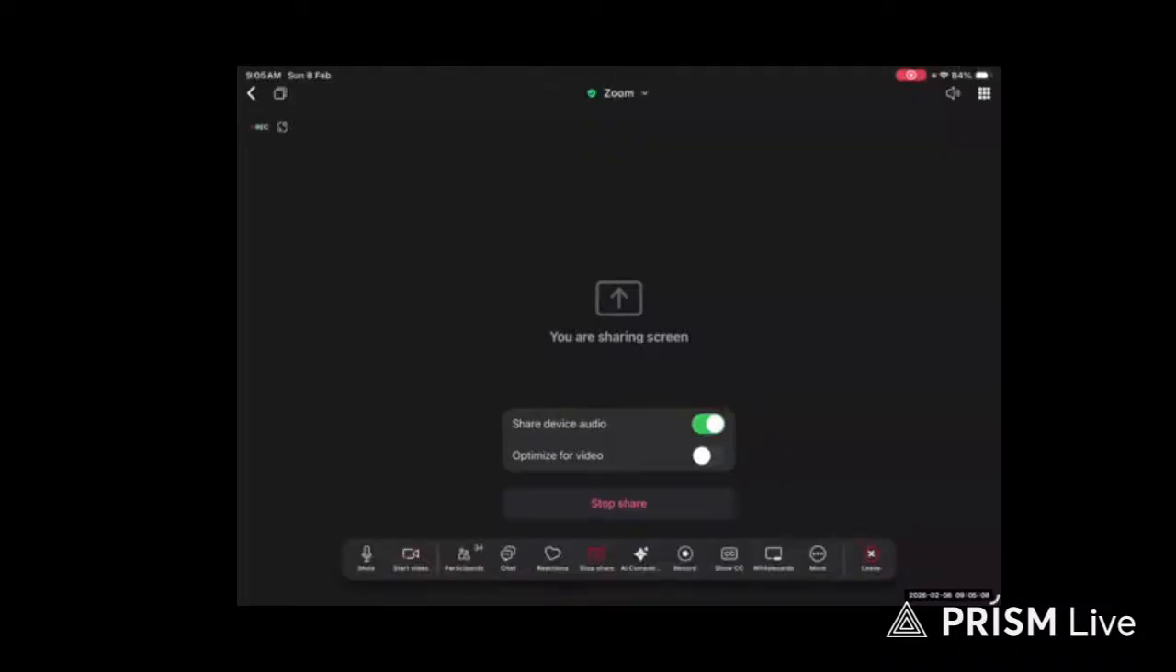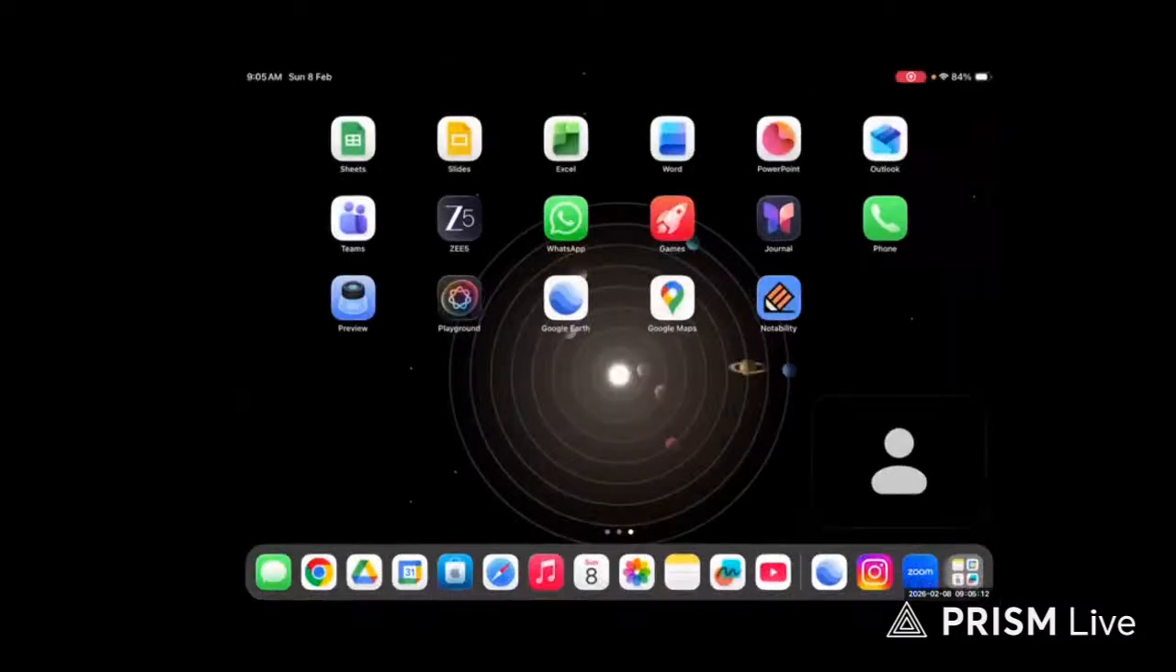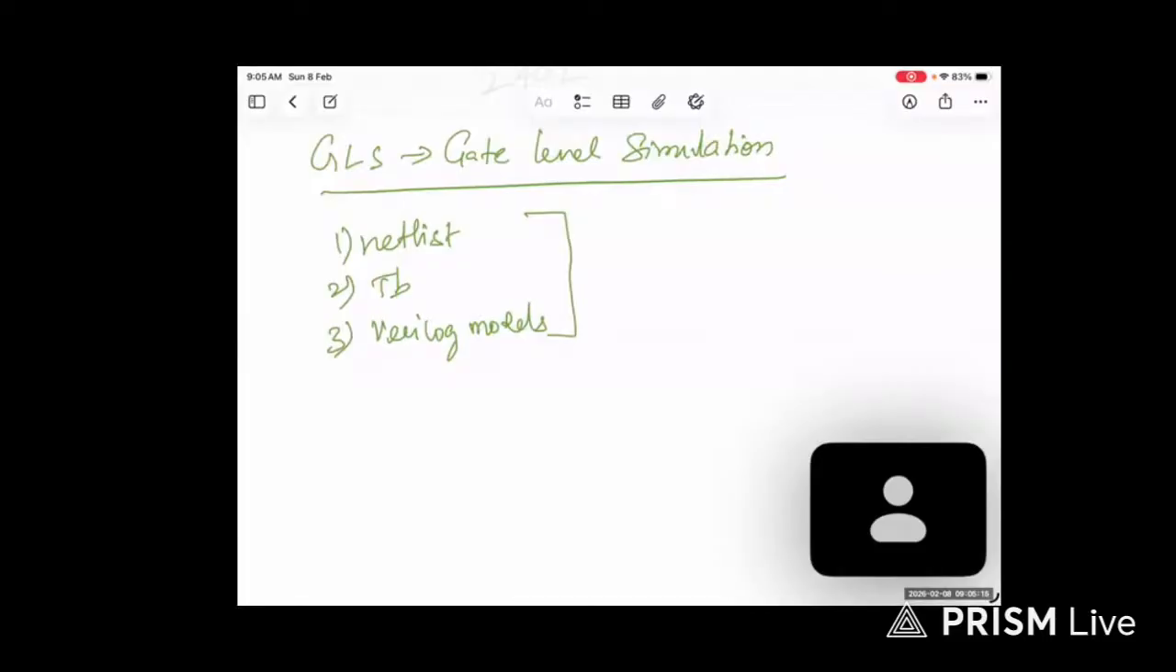So I'll start from the place where we left yesterday. Yesterday we were talking about this gate level simulation.